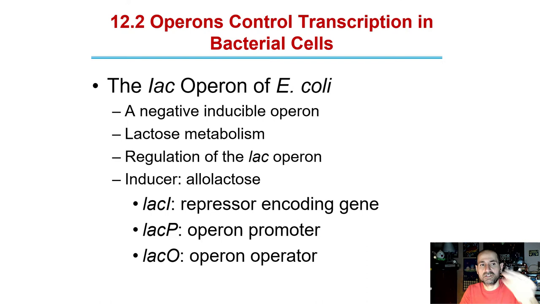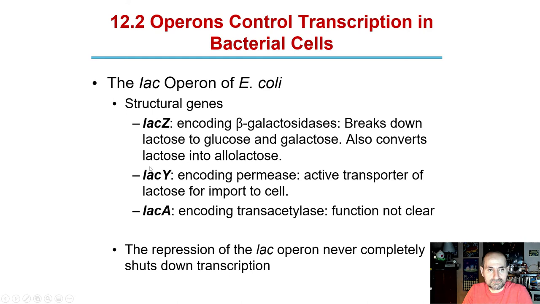So in this case, allolactose is the inducer, and you're dealing with a repressor coding gene. This is your regulatory gene, lacI. You're dealing with an operon promoter, which lacP is the promoter of the operon, and lacO is the operator of the operon. And then you have your genes A, B, and C, right? Remember your structural genes A, B, and C?